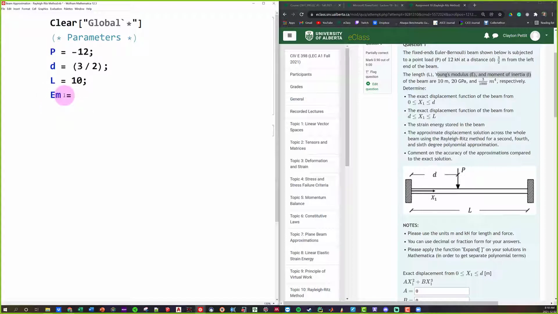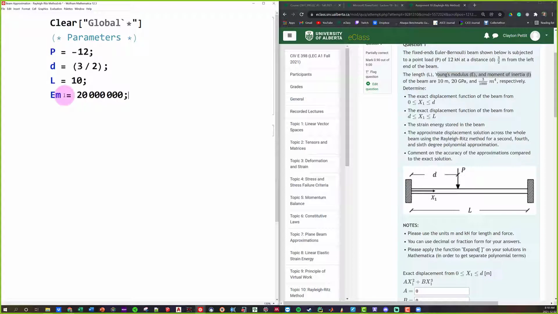And we said that if we want meters and kilonewtons, then all of our stress units have to be in terms of kPa. So I'm going to say, okay, well, we have 20 GPa, and if I were to add 3 zeros, 1, 2, 3, we now have MPa, and if I were to add 3 more zeros, 1, 2, 3, we now have kPa. So that's what I'm going for. So that's good to go.